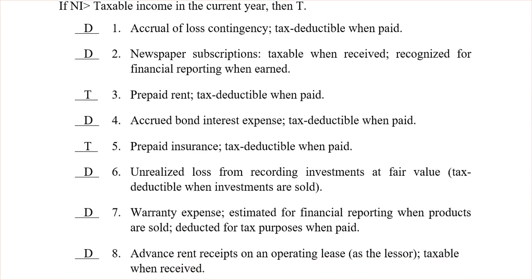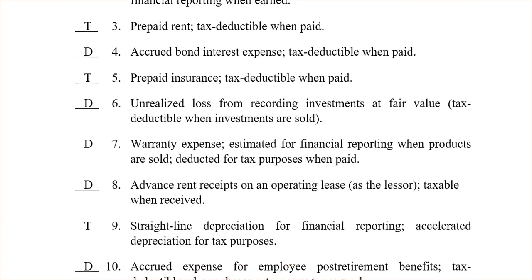Advance rent receipts on an operating lease for the lessor. Well, this is a complicated terminology here, but let's just say we got the owner who is going to be receiving rental revenue got the rental revenue early. Okay, they got the rental revenue early, and that's the situation.